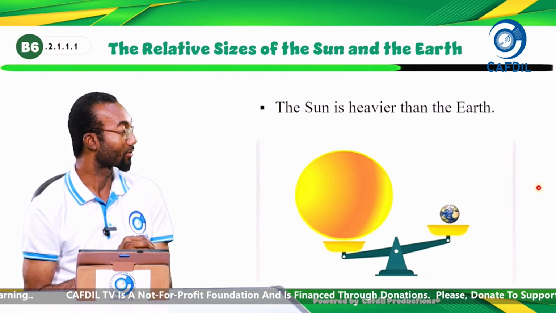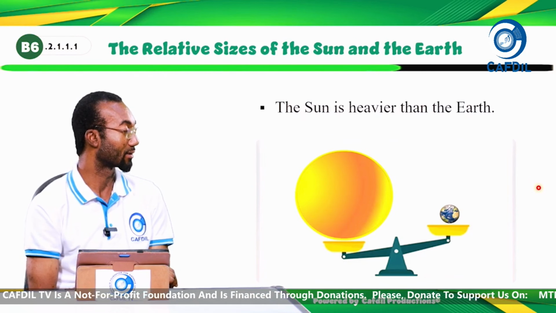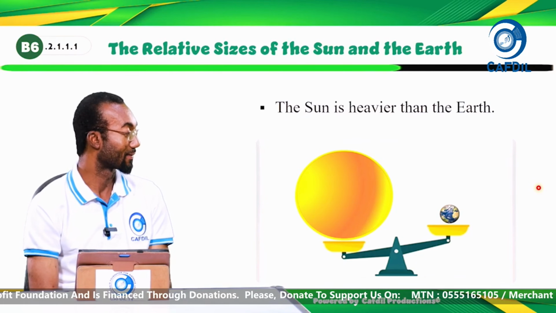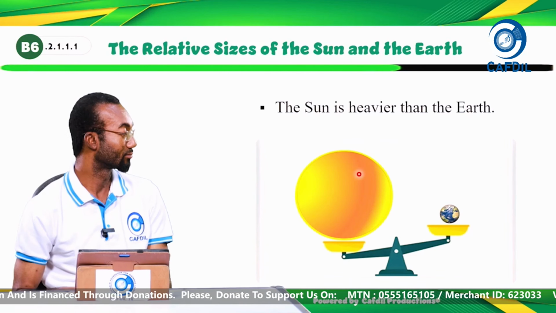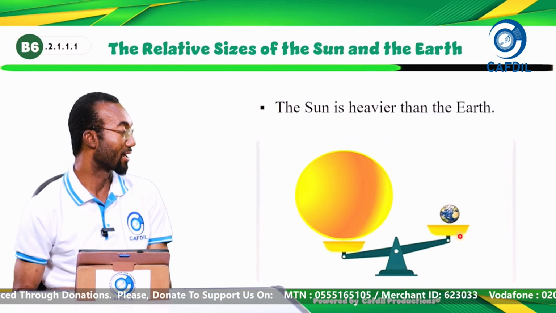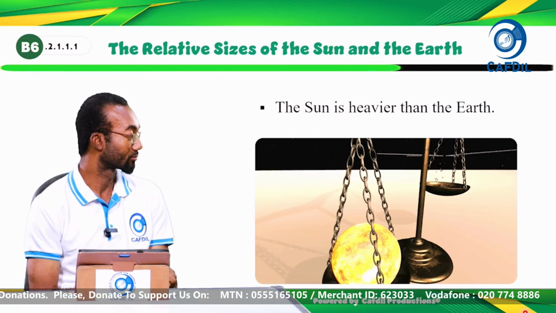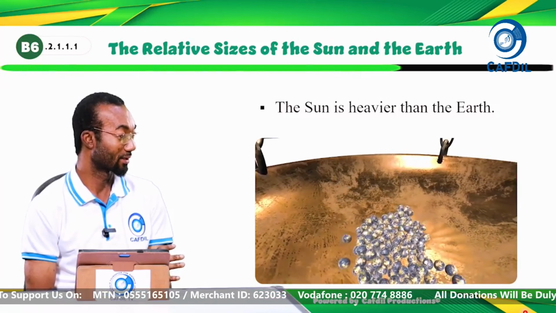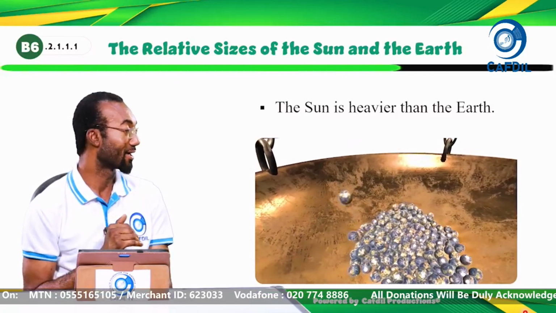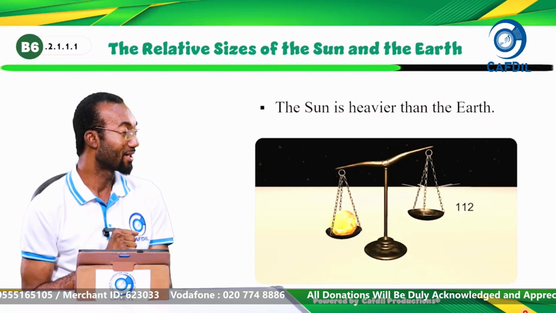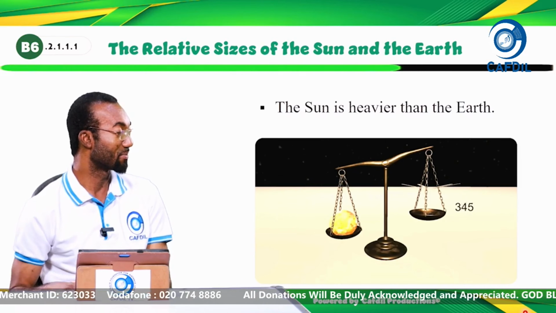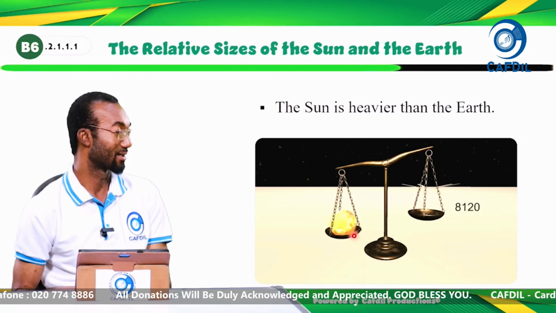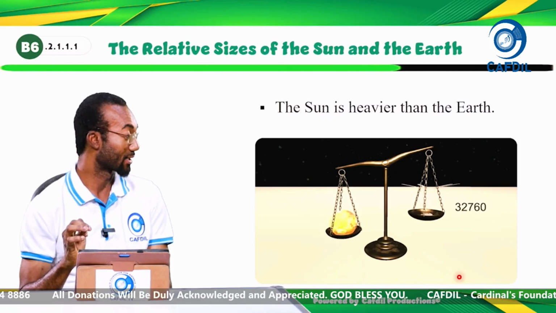Now the sun is also heavier than the earth. So as you see, the sun is heavier than the earth. So let's see how many earths. Right now we are comparing. We have a beam balance here. How many earths will fill this beam balance to have the same weight as the sun? That is what we are checking here.